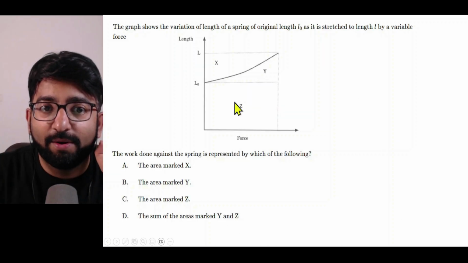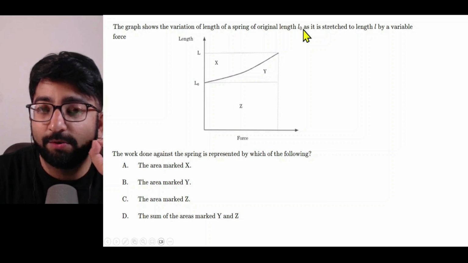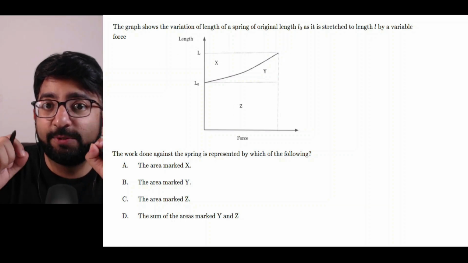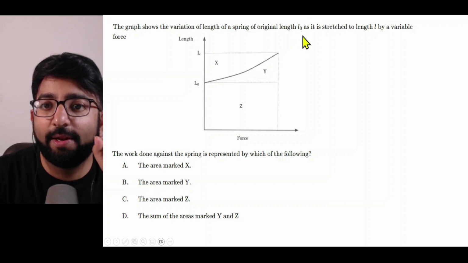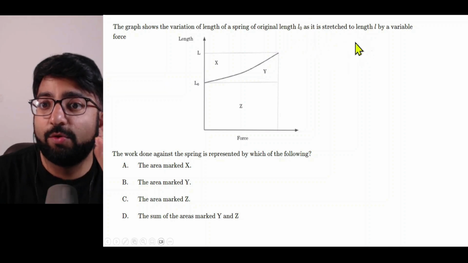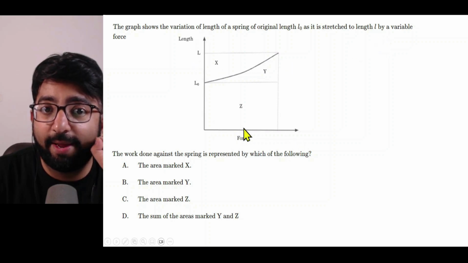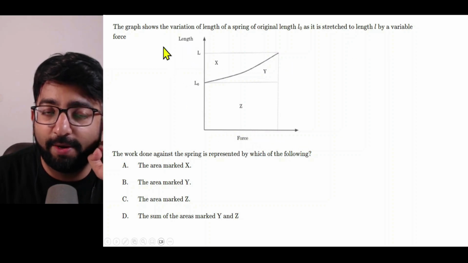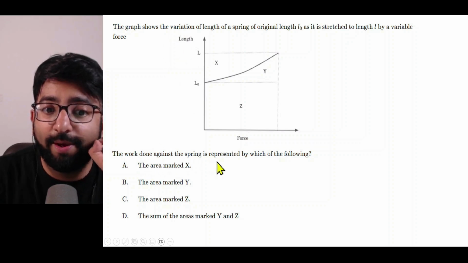Here we have been given a graph for a spring which has the original length L naught. So this is the relaxed length when the spring is neither compressed nor stretched. So the original length is L naught. But when it is stretched to a length L by a variable force, the graph represents x-axis is the force, y-axis is the length of the spring. And we need to figure out the work done against the spring.